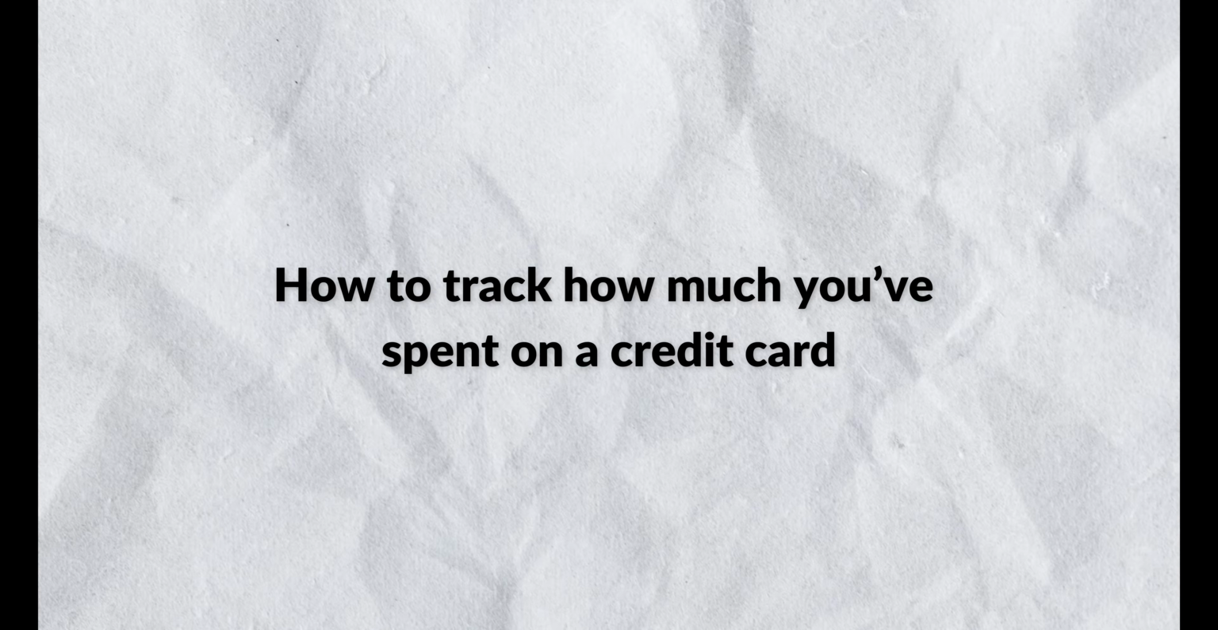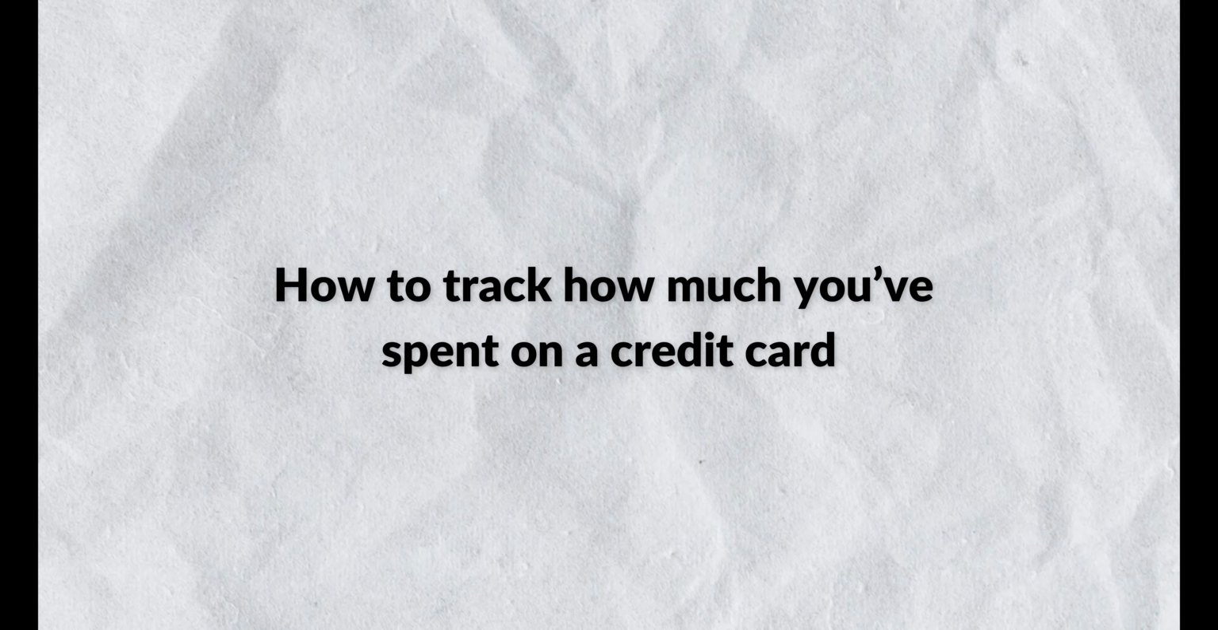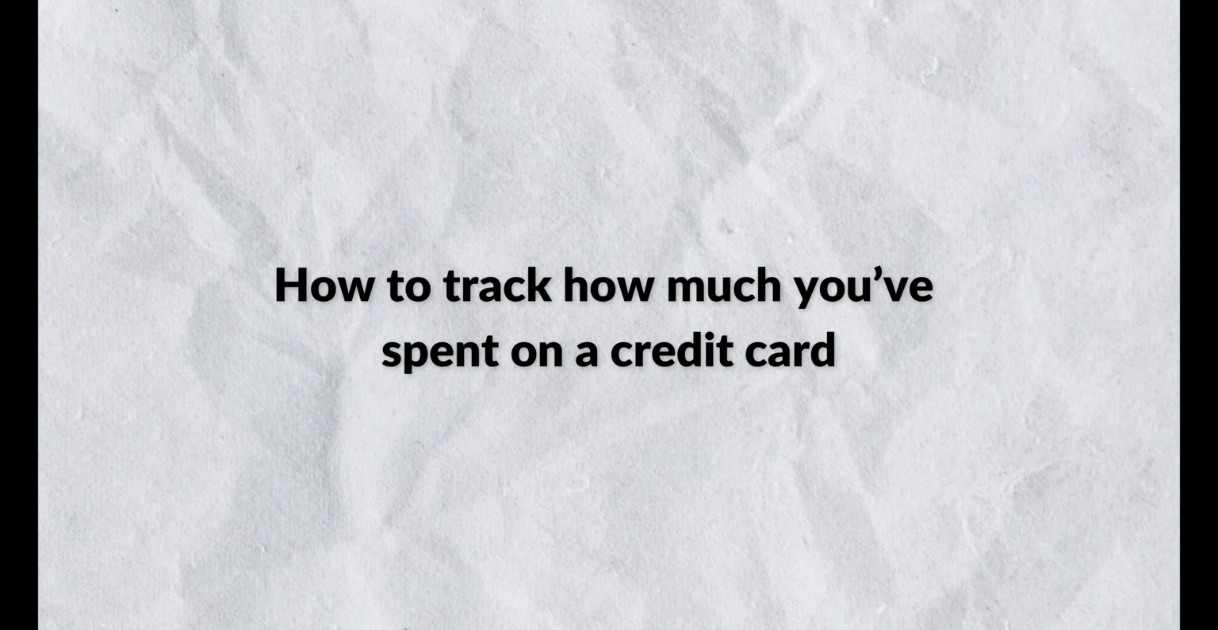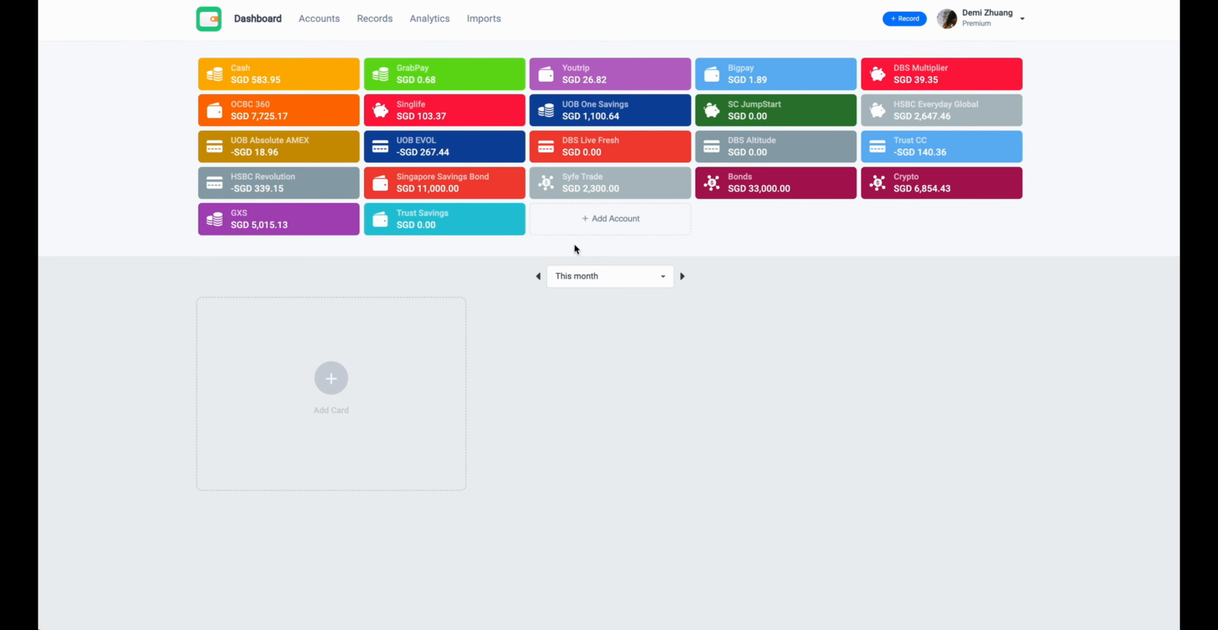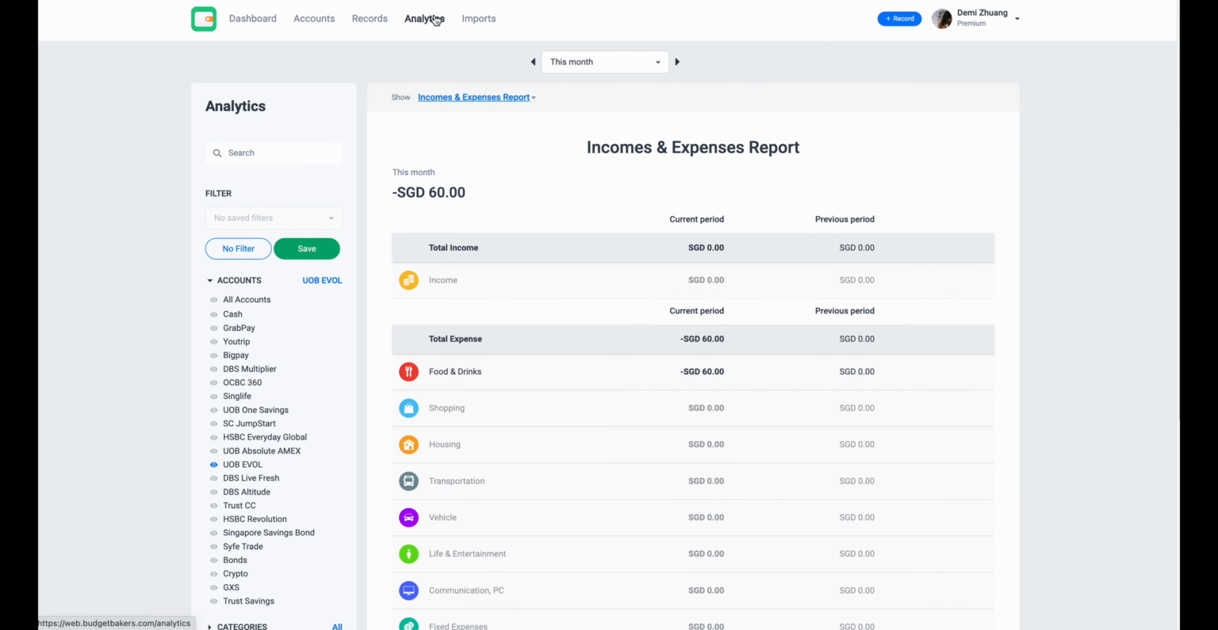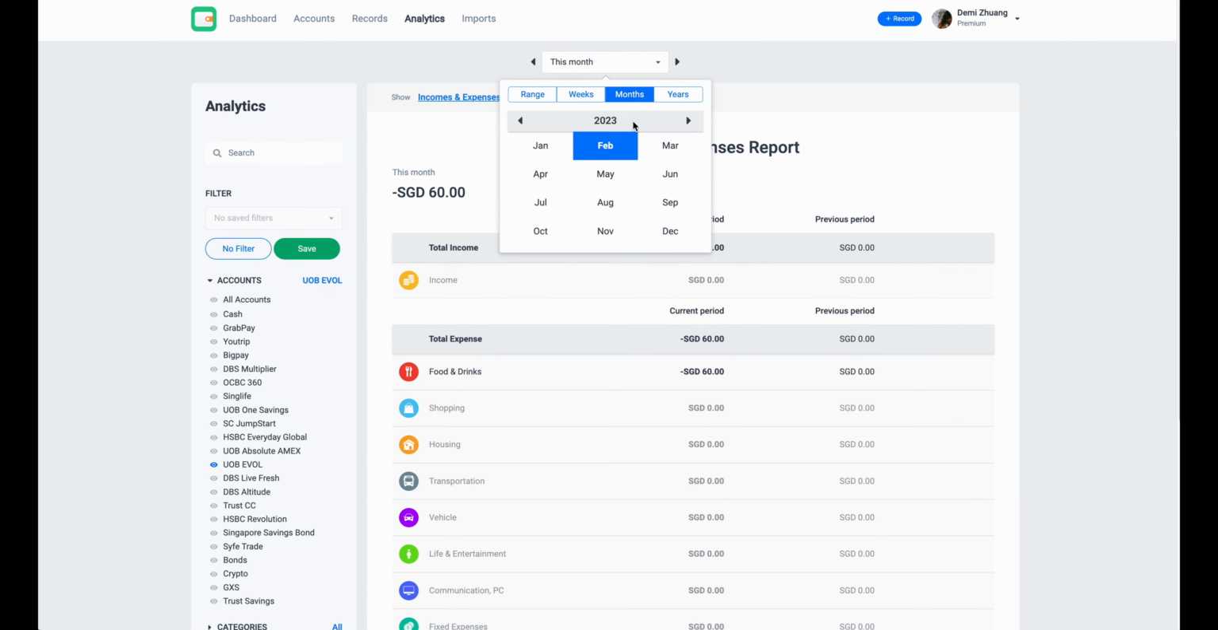And let's go into the desktop version, and I'll share with you a little bit more on filtering for, let's say, UOB Evol. Whether it is a mobile contactless payment or an online payment, how do you actually keep track of it? This is the desktop version of the Wallet by Budget Bakers app, and under Analytics, you can again filter for the dates that you want. Now I just want to show you for UOB Evol.